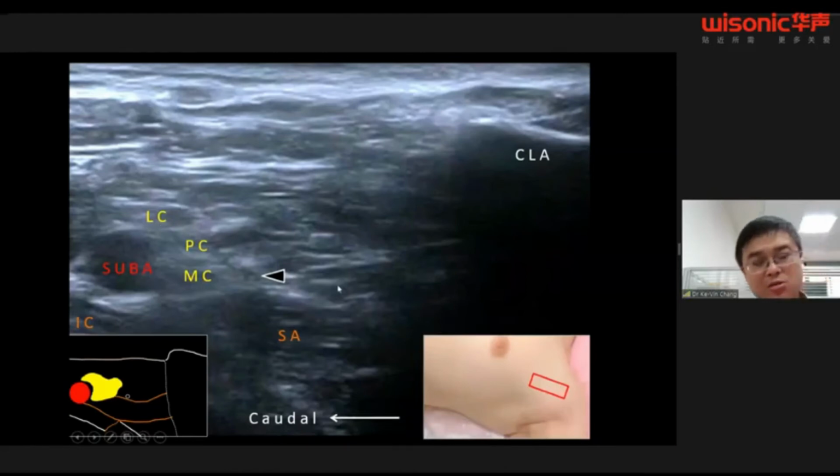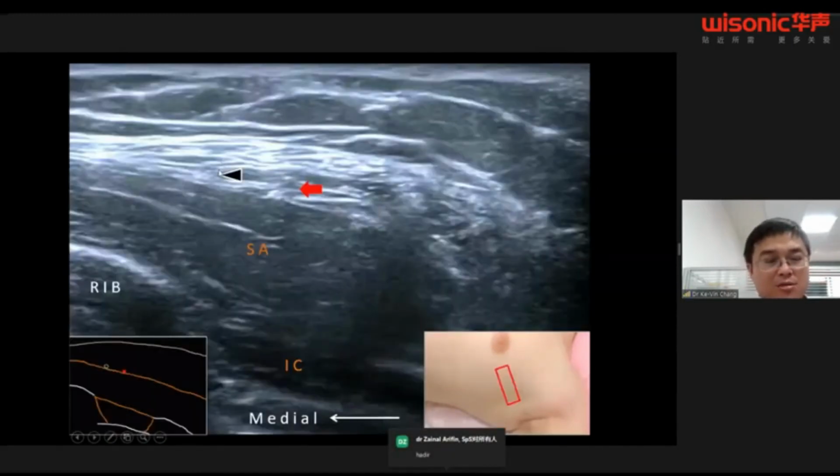And so this is how we scan the nerve at the cervical region. You can find this is the superior trunk, and the nerve emerges from the brachial plexus.